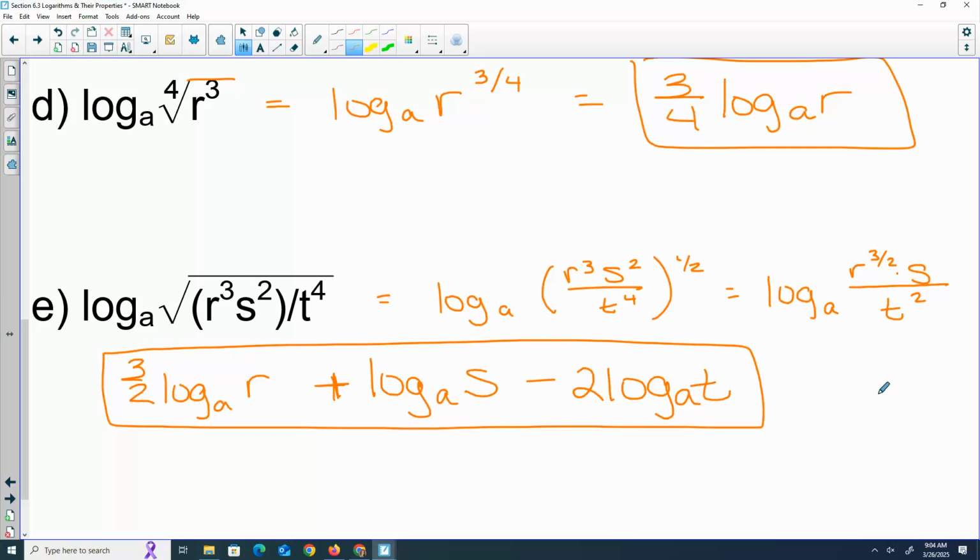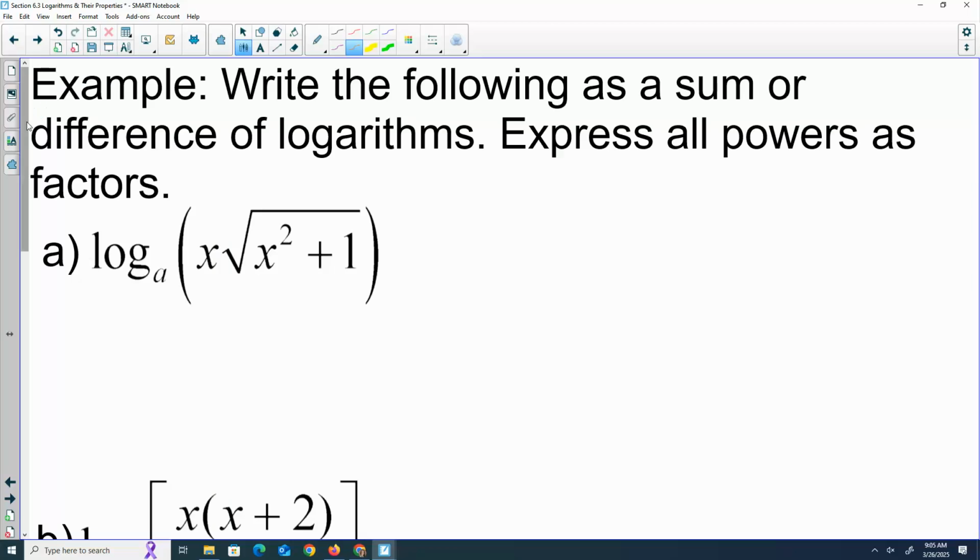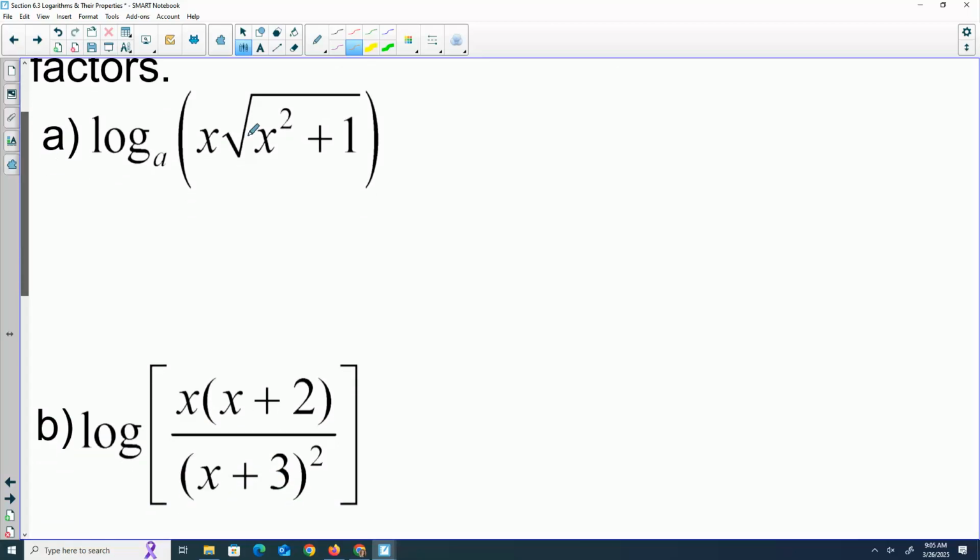Other questions on those? We're going to keep practicing these. So let's do some more. We are going to just keep expanding, same directions.